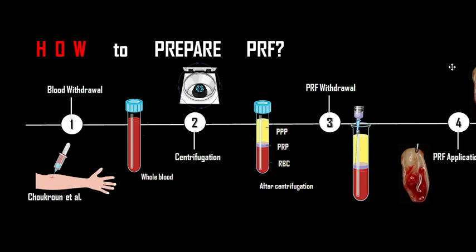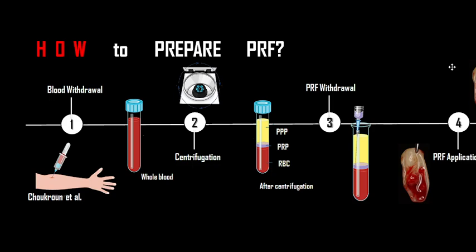How to prepare PRF? First, we perform a blood withdrawal from the patient inside the tubes. Then we put them in the centrifuge, and then the blood will be separated.